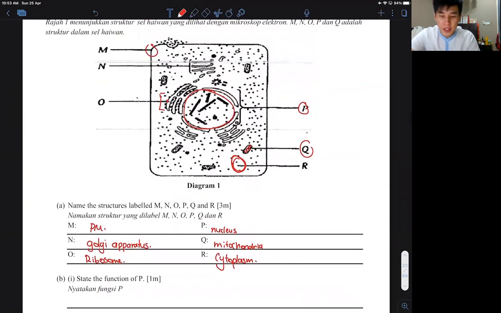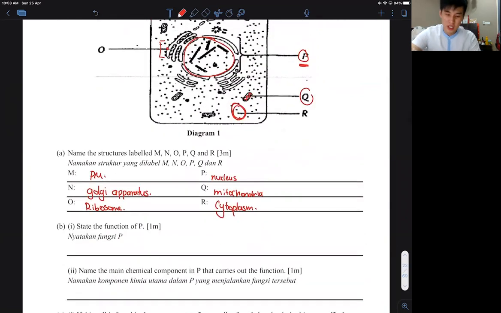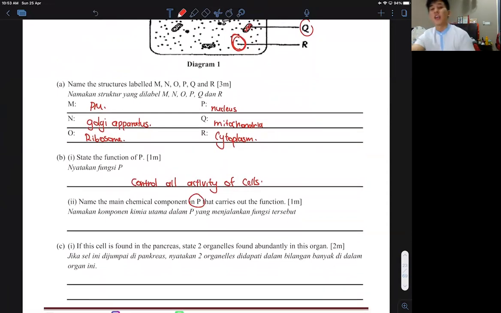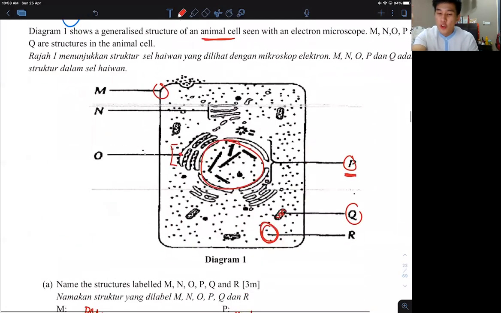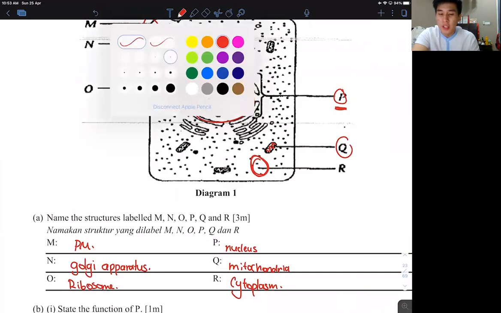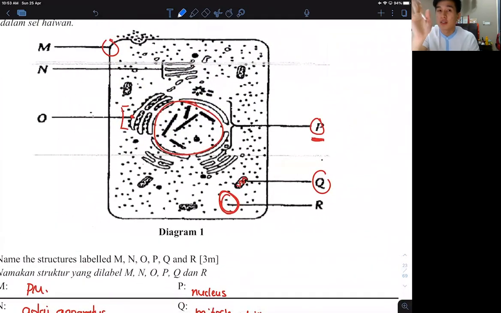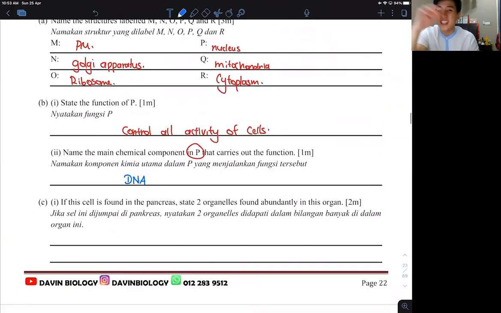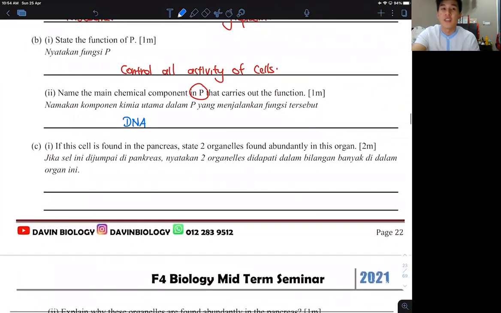Now, state the function of P. For 1 mark, this one is easy: the nucleus controls all activities of cells. Simple. And then they ask, what is the chemical component in P that carries out the function? So there's one chemical component inside your nucleus. What is that chemical component? No, not ATP. ATP is not inside the nucleus. It's, yes, DNA. Remember, just like we mentioned, it contains DNA, stored genetic information. DNA is a kind of chemical compound, basically. It's a nucleic acid. You already learned this in chapter 4. Yes, you can write DNA in the exam. You don't have to write the full name, deoxyribonucleic acid.